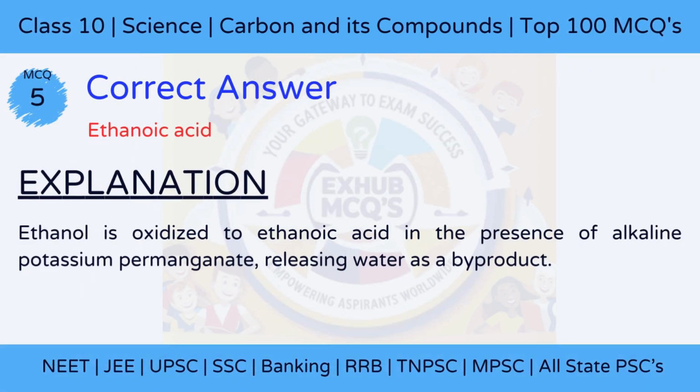The correct answer is option C, ethanoic acid. Explanation. Ethanol reacts with alkaline potassium permanganate to form ethanoic acid. This oxidation reaction results in the production of acetic acid, a key component in vinegar.